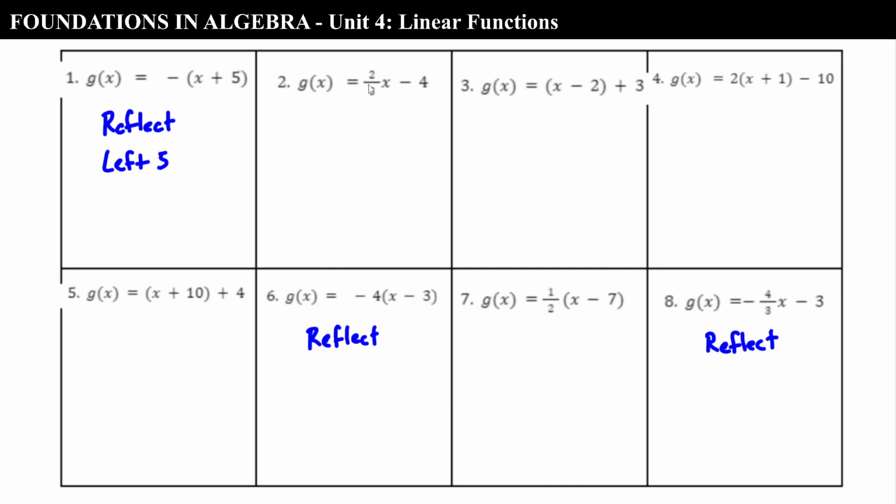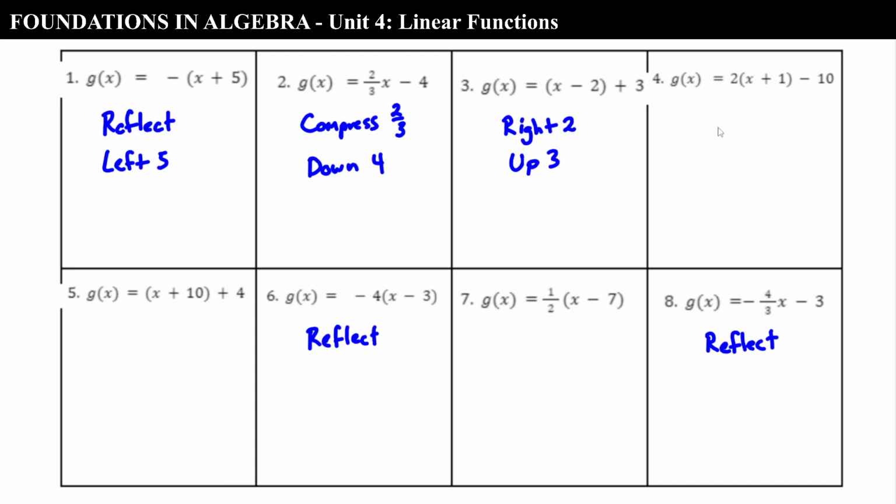In number 2, we have a slope of 2/3. That's our a. And since it's less than 1, we are compressing. So we've got a compression of 2/3. And we have a -4 on the outside of the x. No parentheses. So we are shifting down 4. For 3, we have in the parentheses -2, so we're going to the right 2. And then the +3 on the outside, so we're going up 3.